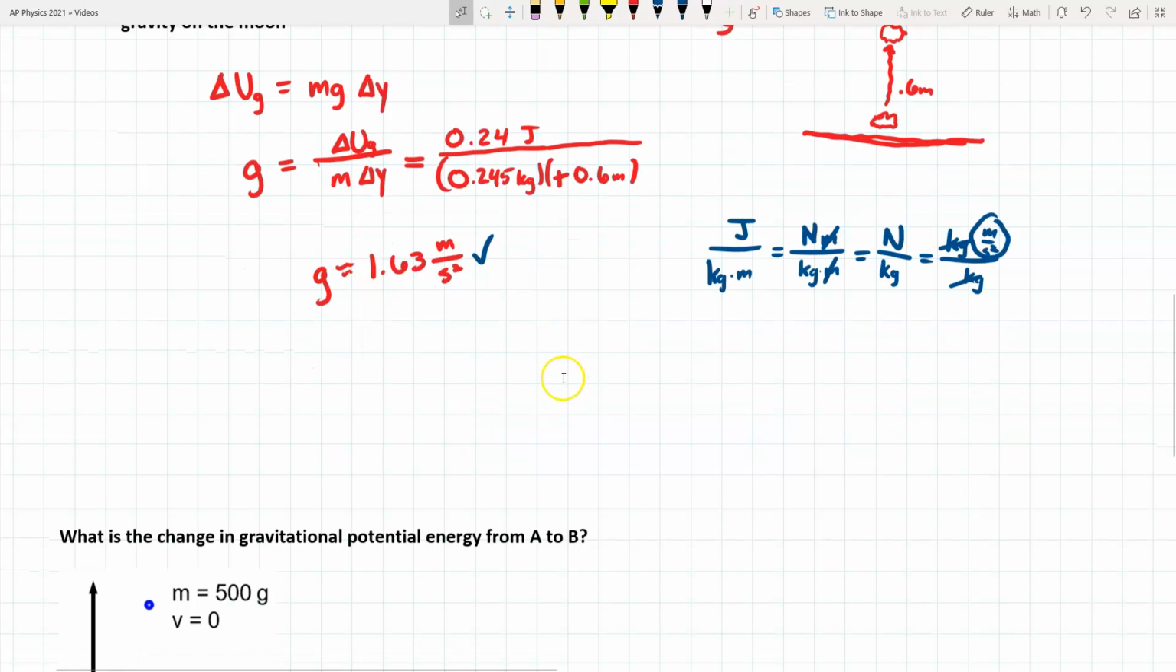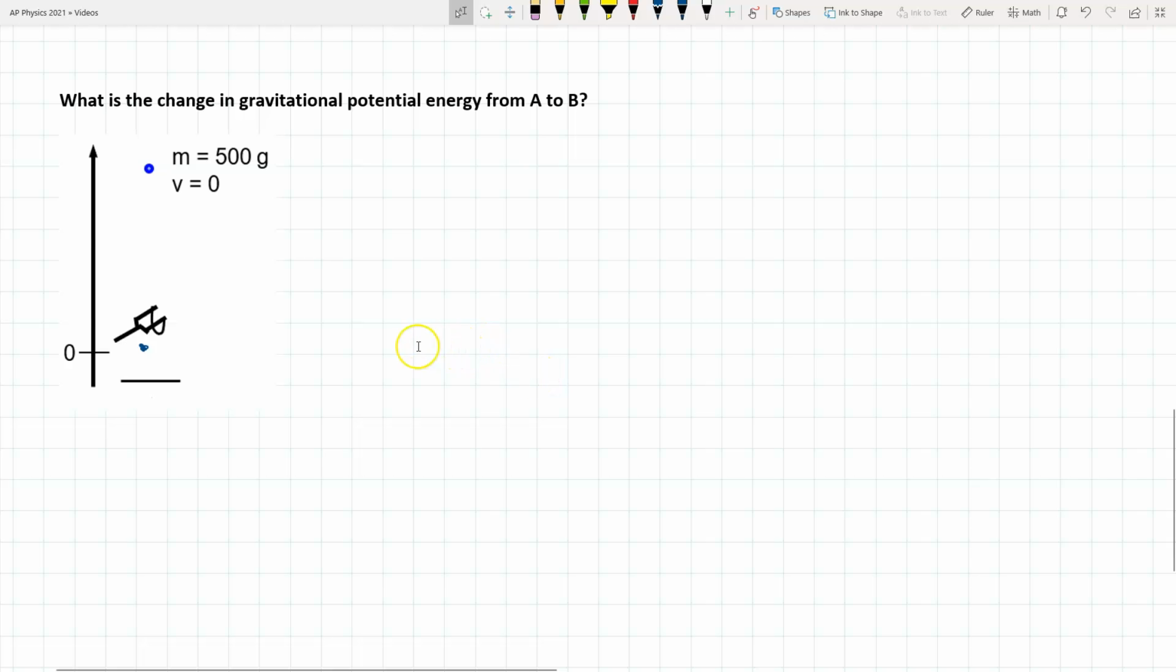So everybody's happy. For this, what is the change in gravitational potential energy from A, which is going to be down here, to B, which is going to be right there. Again, change in gravitational potential energy. So let's go to our equation. Change in gravitational potential energy is mg delta y.